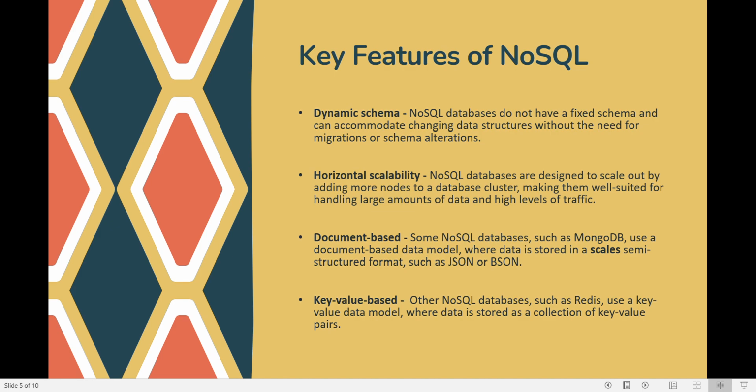Document based. Some NoSQL databases such as MongoDB use a document-based data model where data is stored in a semi-structured format such as JSON and BSON. Key value based. Other NoSQL databases such as Redis use a key value data model where data is stored as a collection of key value pairs.